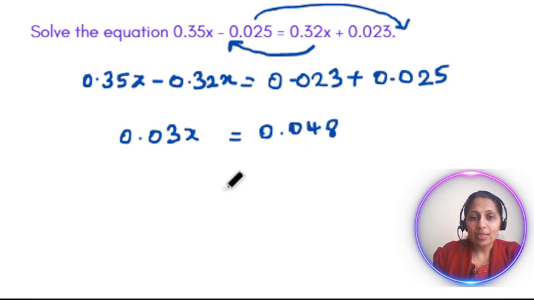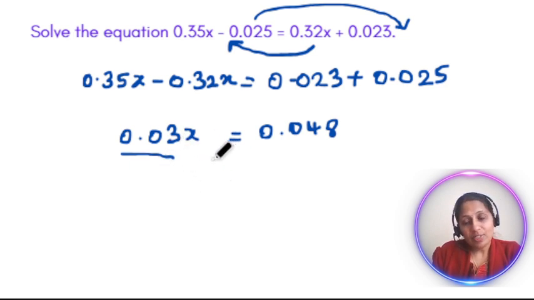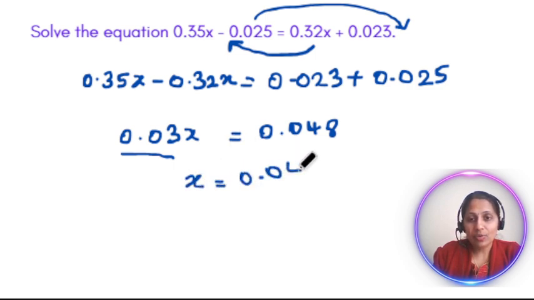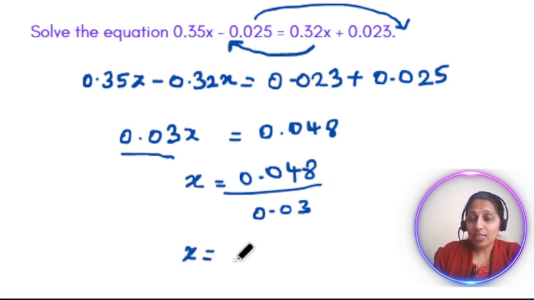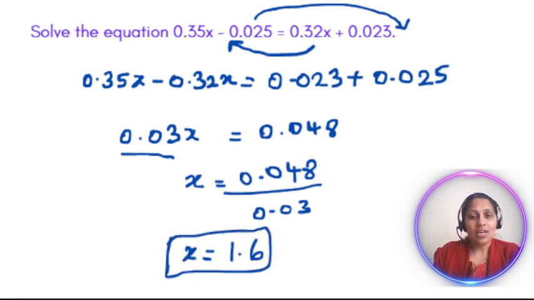0.048. Now we want x alone, so try to remove the 0.03 by transposing it to the other side. So x equals 0.048 divided by 0.03. So when you cancel them out, you get x equals, we know that 3 times 16 gives you 48. So now here, because of decimals, you get 1.6. So this is our answer for our first problem.